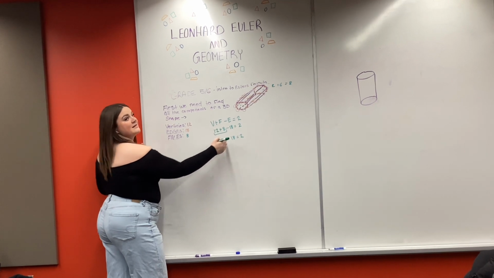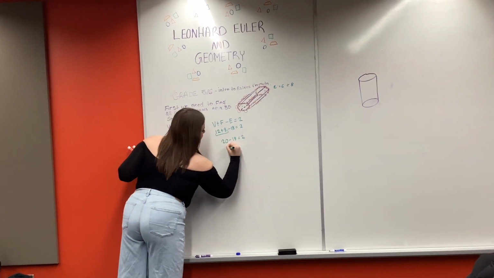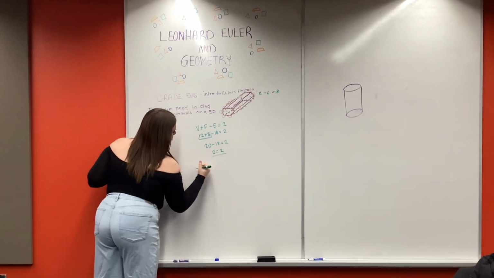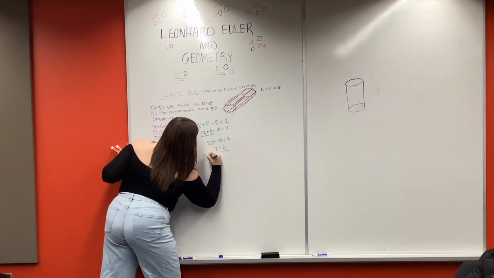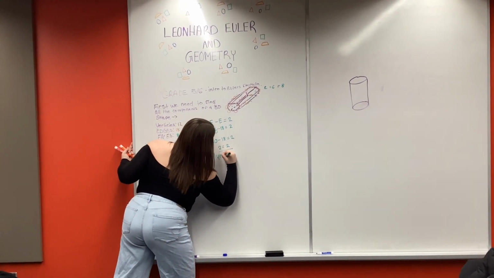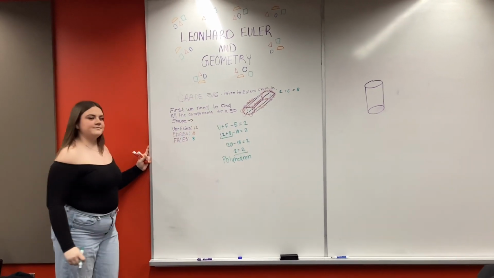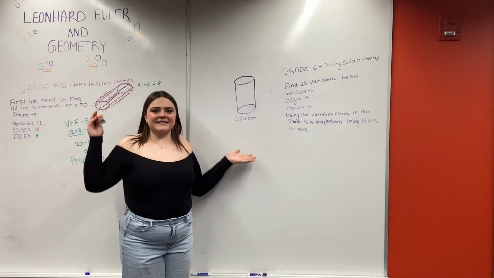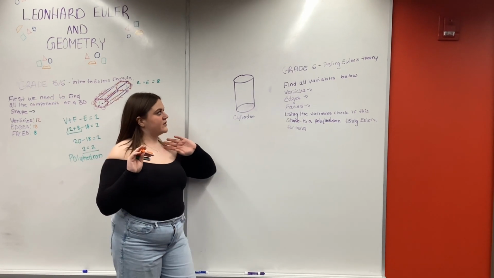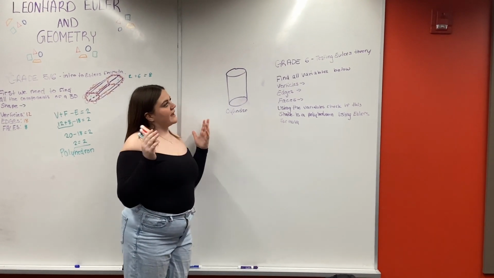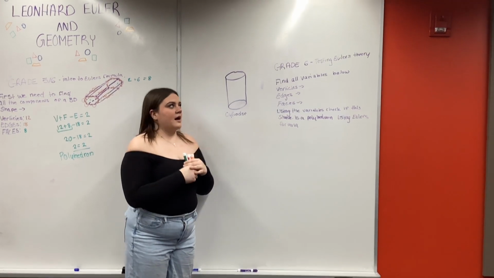And so 20 minus 18 is 2. So 2 equals 2, meaning that we know that this shape is a polyhedron because it fits into Euler's formula. So for my second question, this is going to be directed more at kind of grade 6. We are going to be testing Euler's theory.